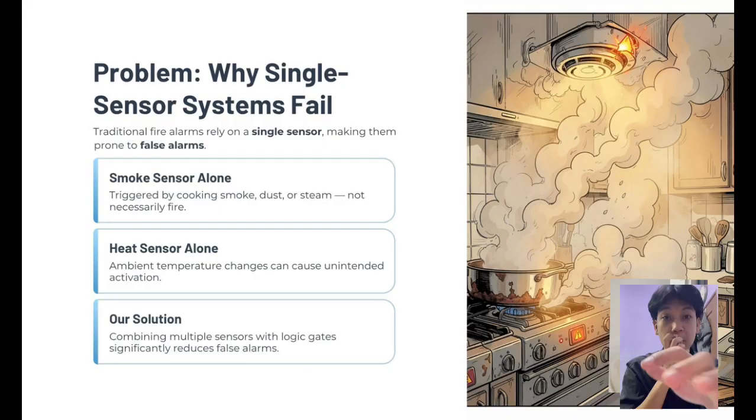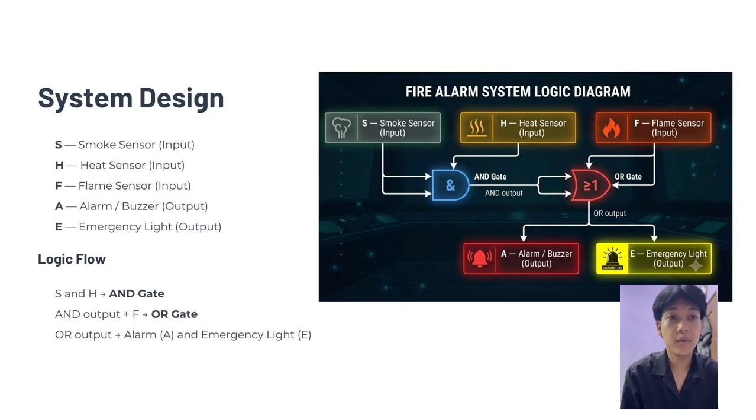So that's it. For my last part, I want to talk about the system design. For the system design, we have 3 inputs and 2 outputs. For the inputs, we have smoke sensor SS, heat sensor SH, and flame sensor SF. The 2 outputs are the alarm or buzzer output, and E, which is the emergency light.